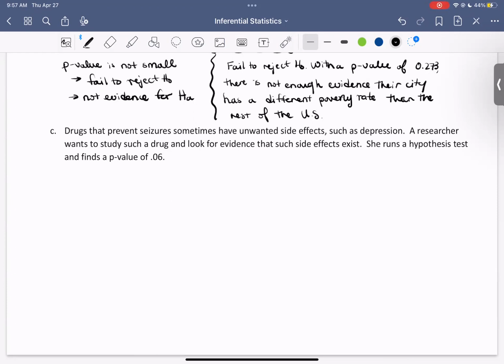So here we're not given a specific parameter value. We're just wanting to know, a researcher wants to study such a drug and look for evidence that there are side effects. So then the status quo would be no side effects. She wants to show evidence that there is. So the alternative would be yes, side effects.